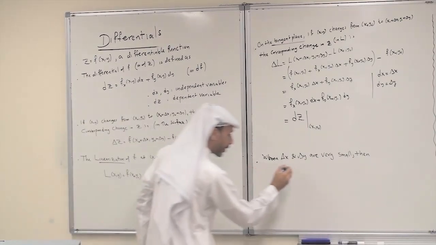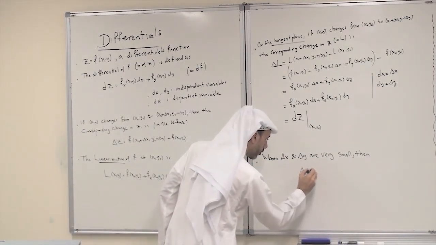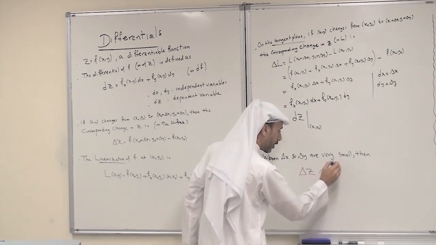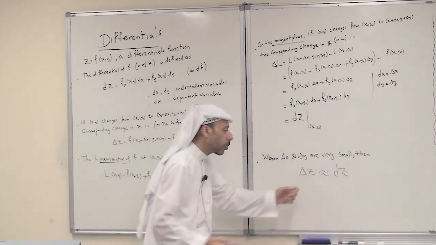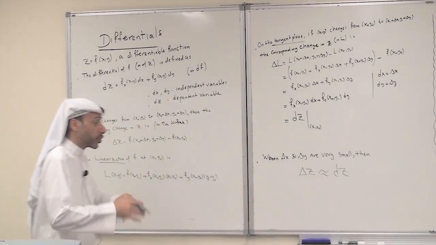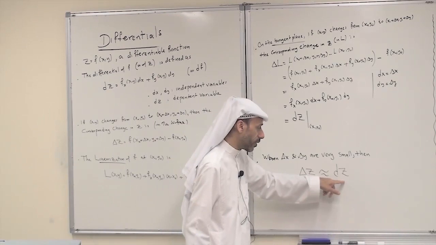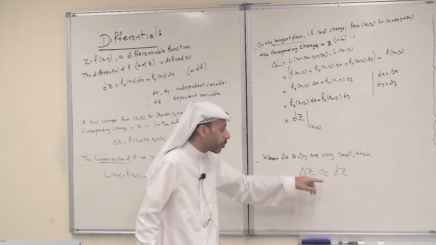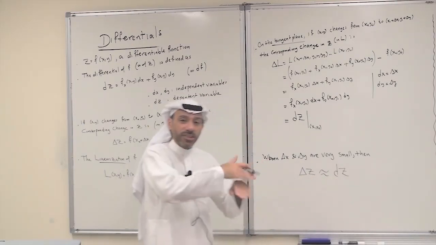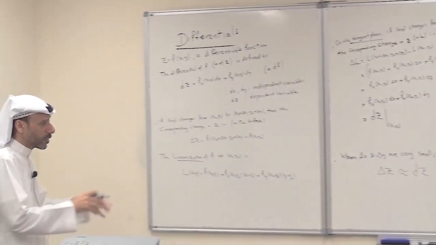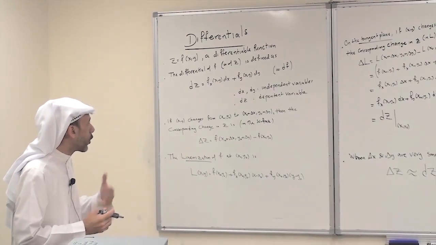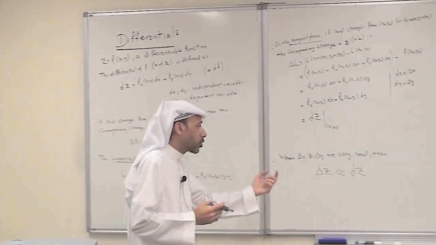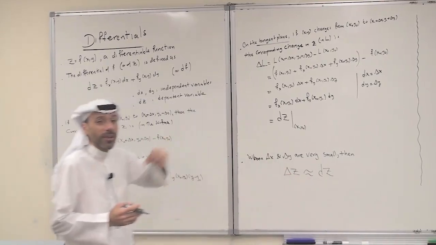The exact change delta z, the exact change along the surface, is approximately equal to the differential dz, which is the change along the tangent plane. The change delta z is approximately equal to dz, which can be read as follows: the exact change on the surface can be approximated by the change on the tangent plane. So this is the definition of differentials for functions of two variables, and the application. The application is really that the differential can be used to approximate the change along the surface itself.